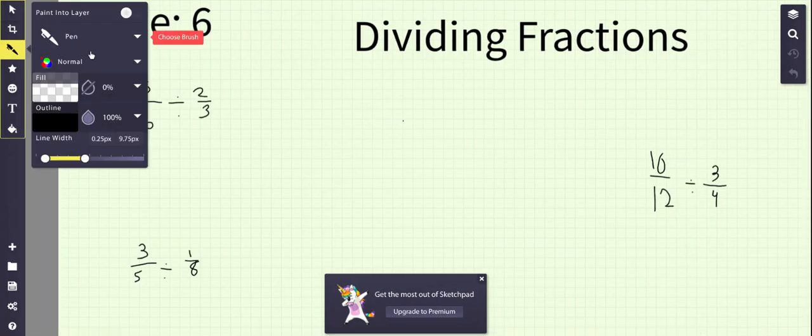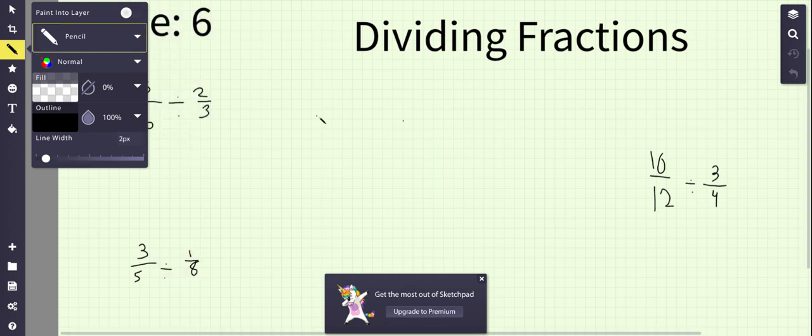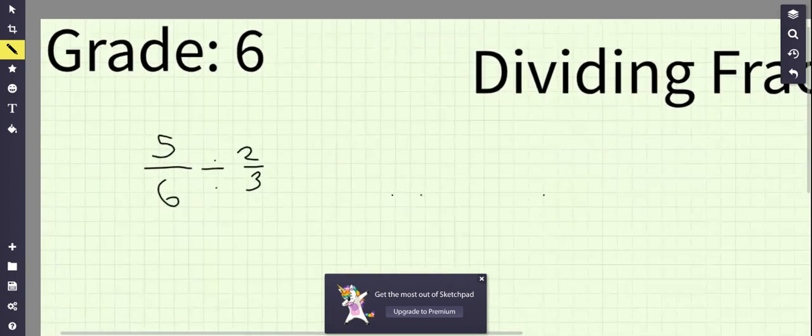Today, we're going to learn how to divide fractions. We're going to look at some problems and learn how to divide. To divide a fraction, you must multiply by its reciprocal.